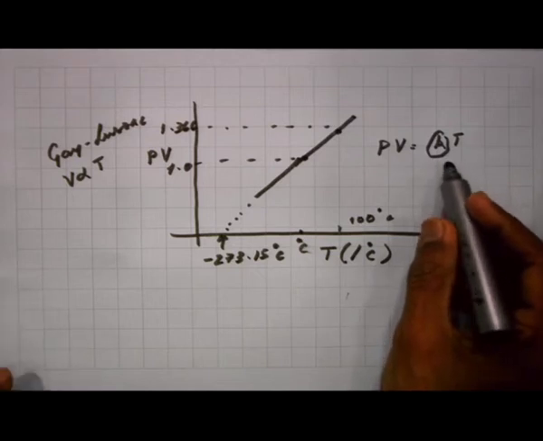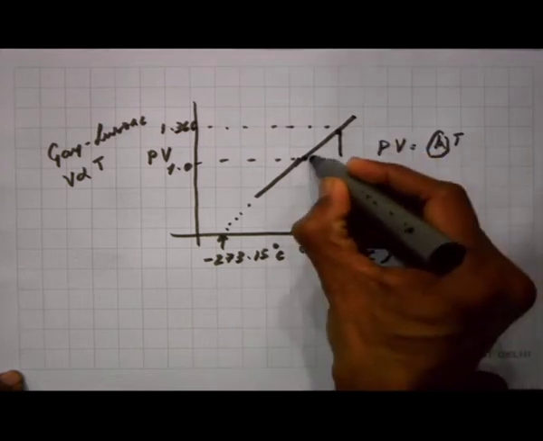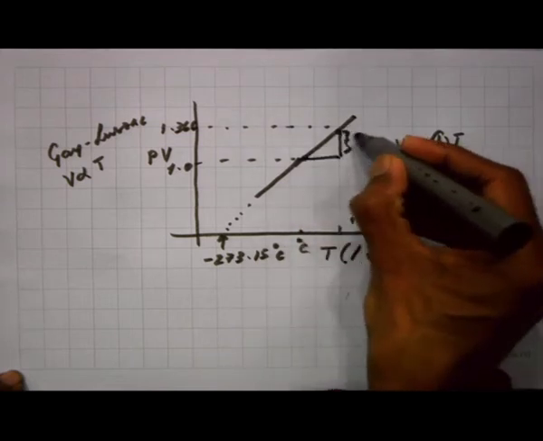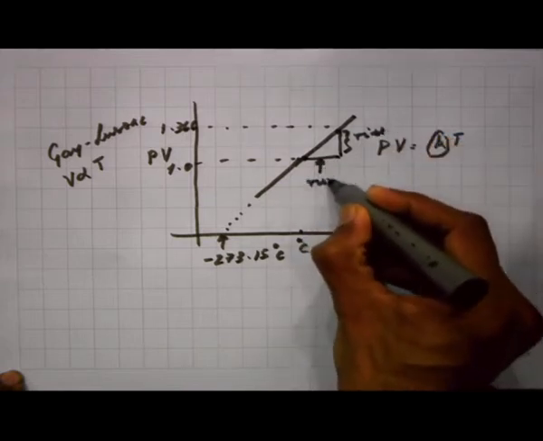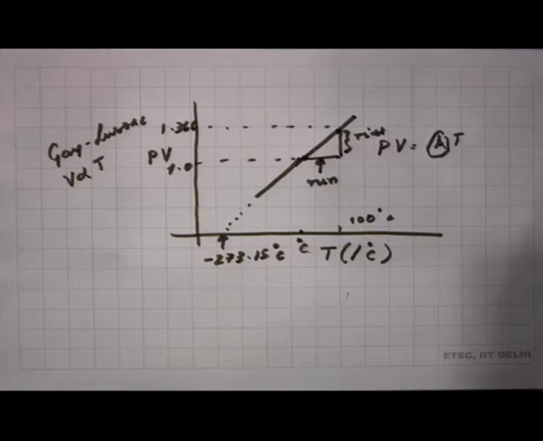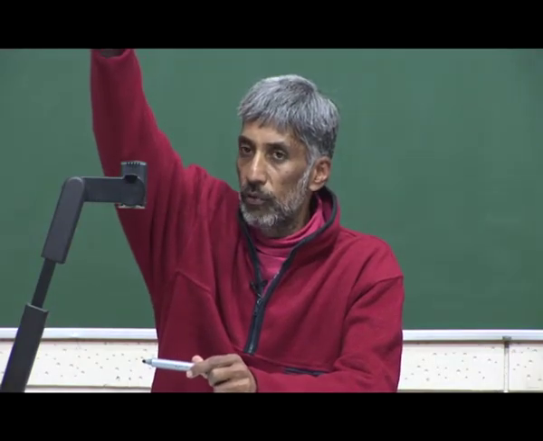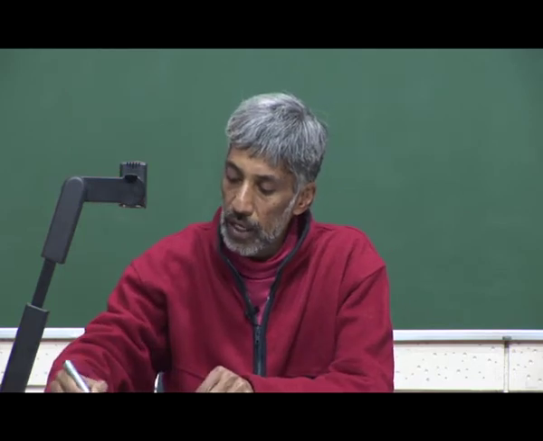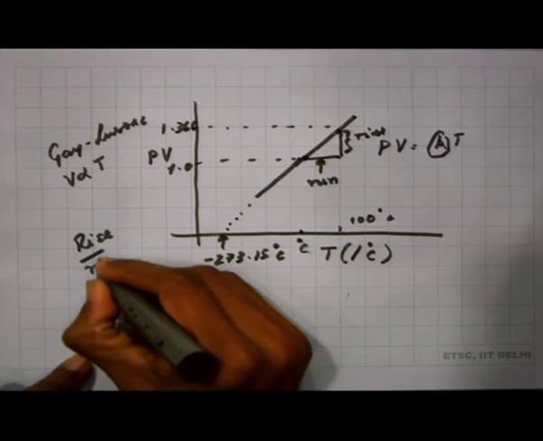If you do this, you will get this slope, which is the rise over the run. So, this is called the rise and this is called the run, which means that if you went this many degrees on the x axis, how much does the PV product increase? This rise over the run is the slope of this line.